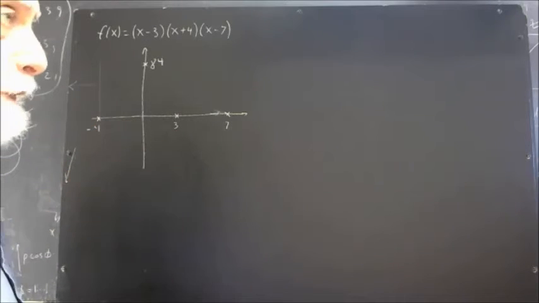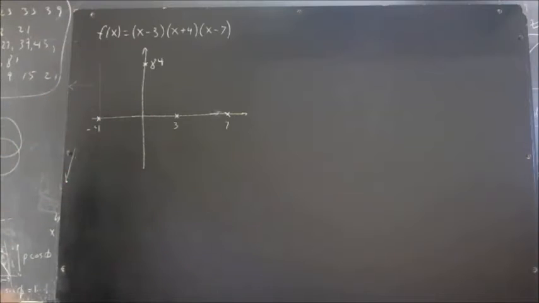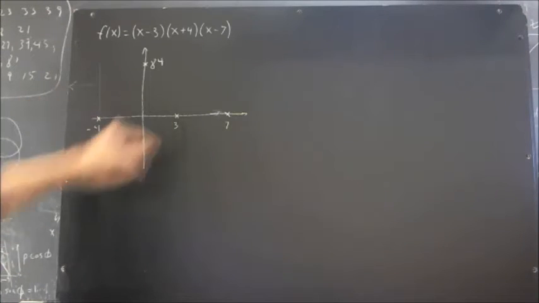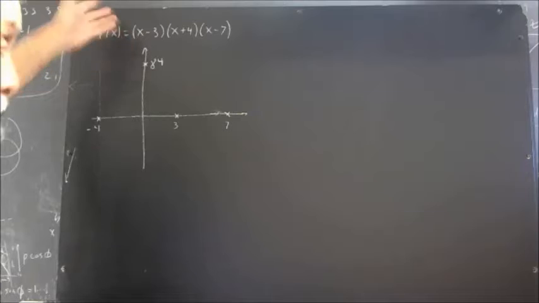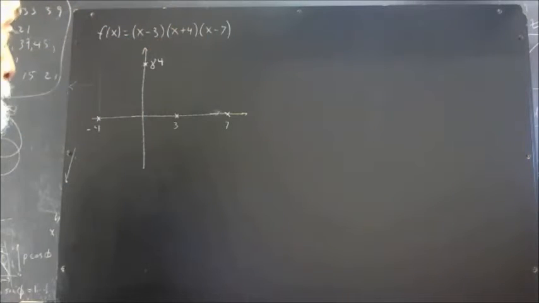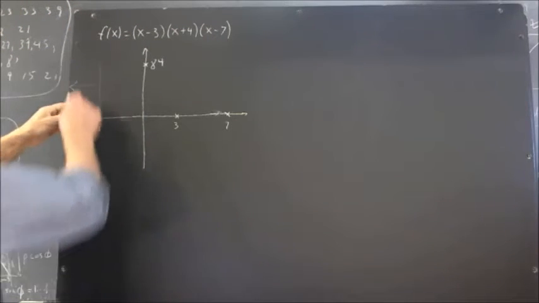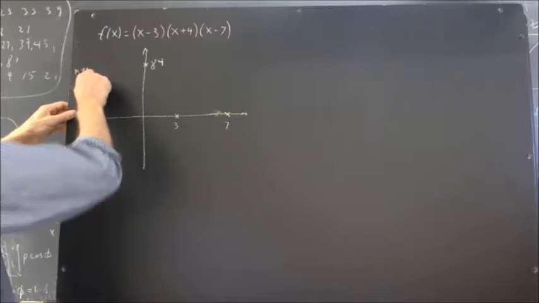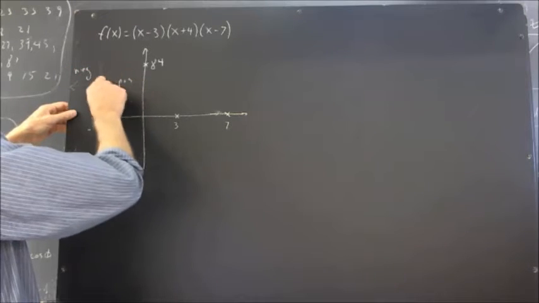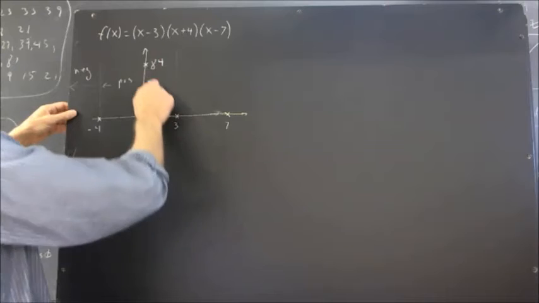Between negative 4 and 3, the graph can't change sign because there are no zeros. No asymptotes either, no asymptotes in this function. So the graph is positive from here to here.